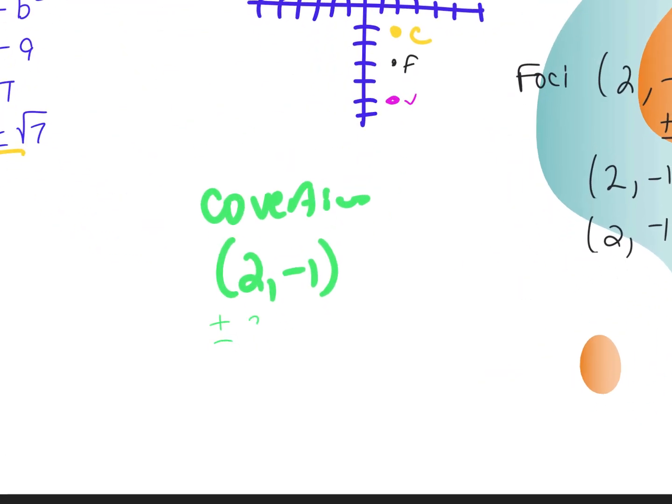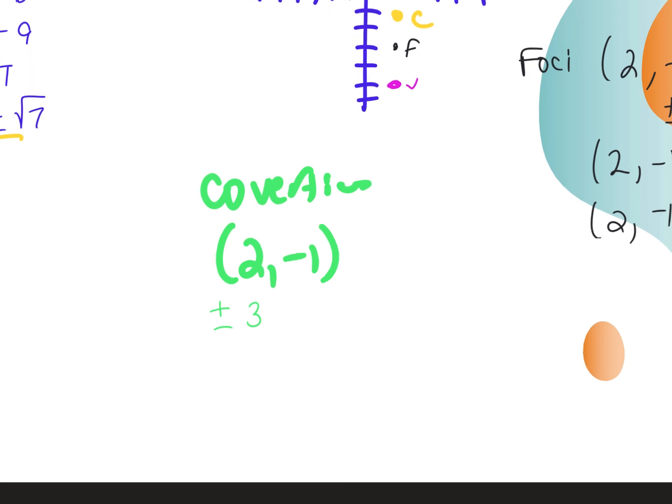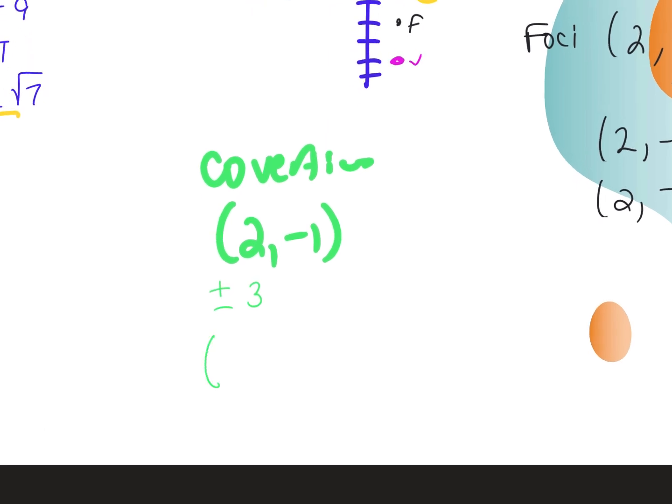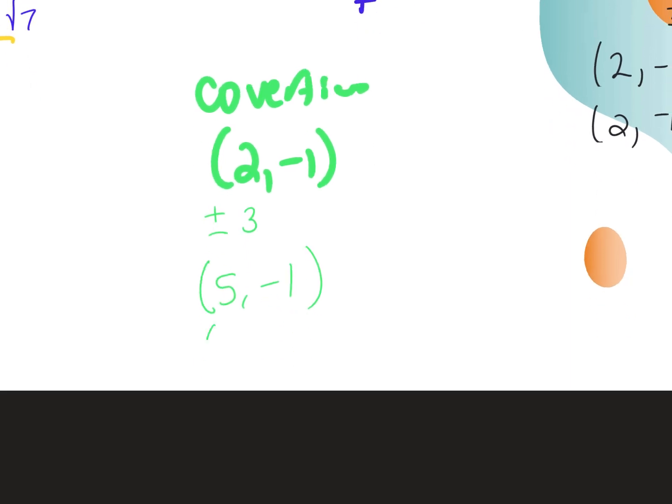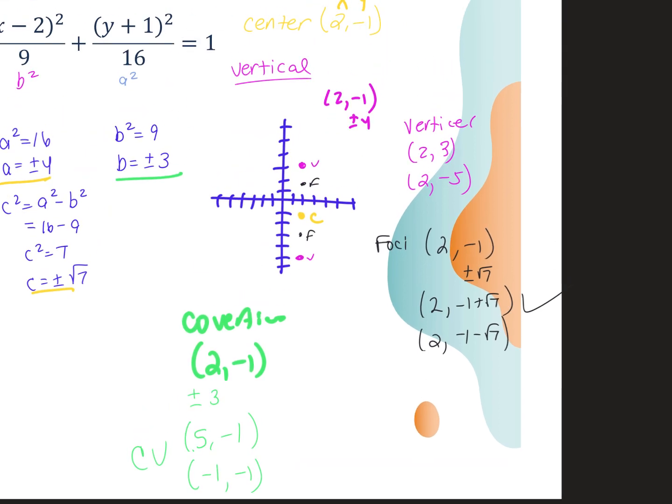Plus or minus 3 to what? To the x. Good. So you're at 2 plus 3 is 5, -1. And 2 minus 3 is what? 2 minus 3. -1, -1. These are your co-vertices. So 5, -1. 1, 2, 3, 4, 5. Down 1. And then -1, -1. So -1, -1.